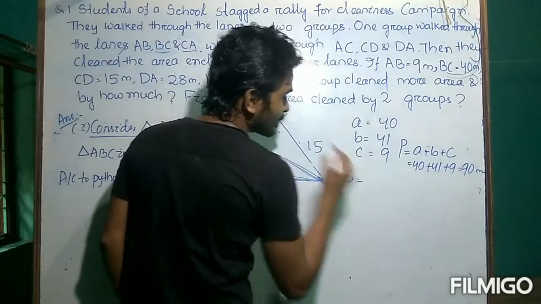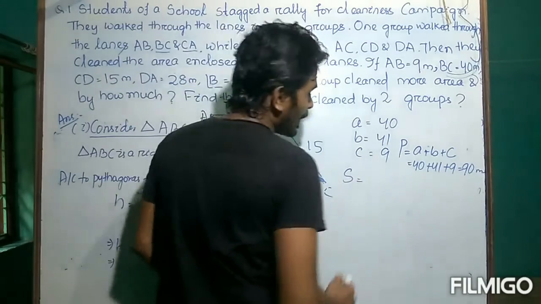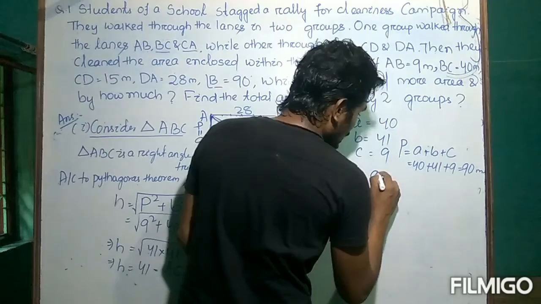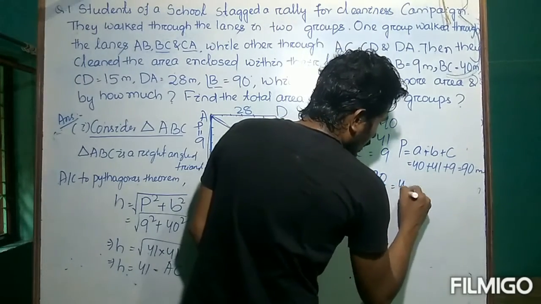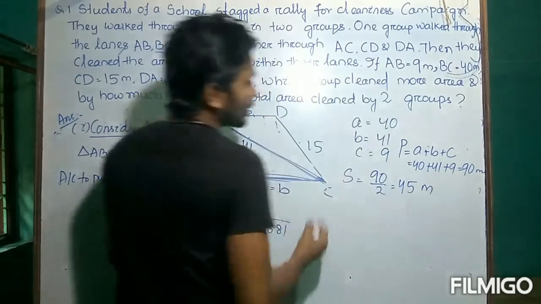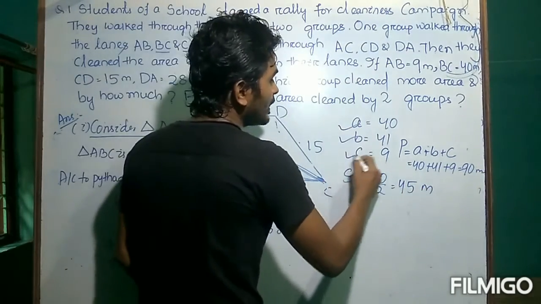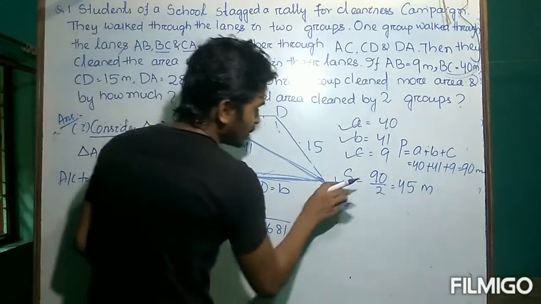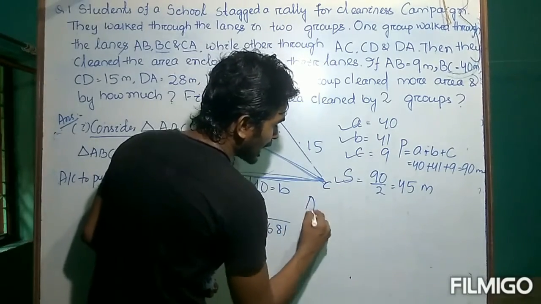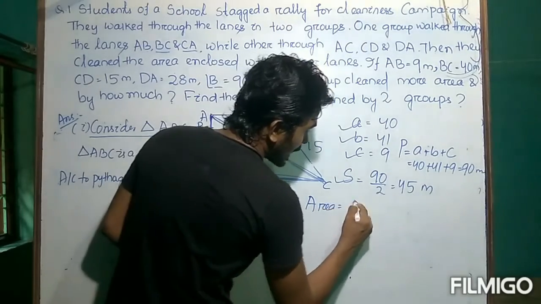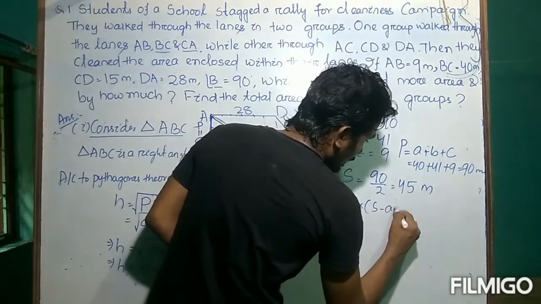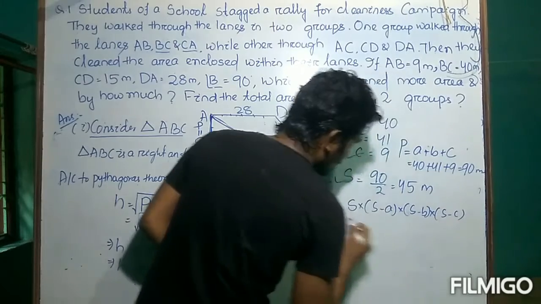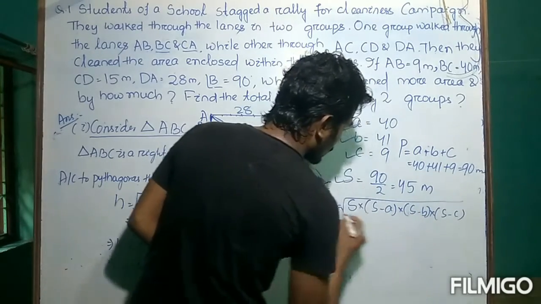Now find S, which means semi-perimeter. Semi-perimeter means it is half of the perimeter. So the perimeter is 90, and its half is 45 meters. Now we have a, b, c as well as S. Now we have to put in the formula of area. Area is the square root of S into S minus a, S minus b, S minus c.